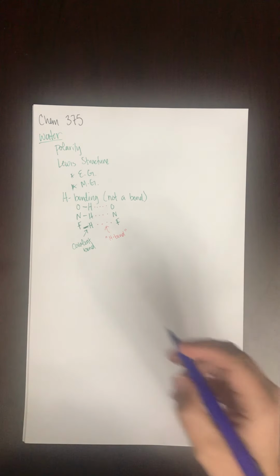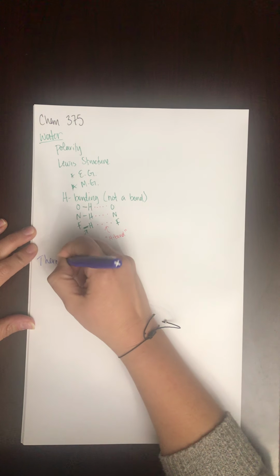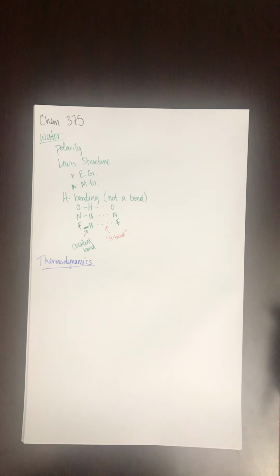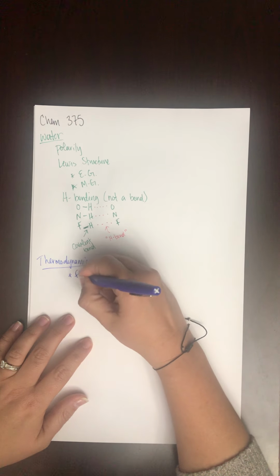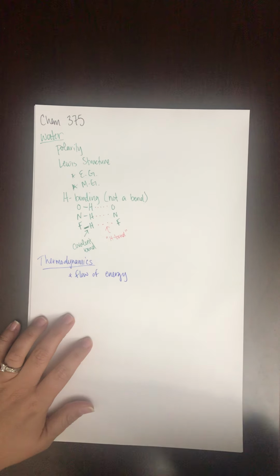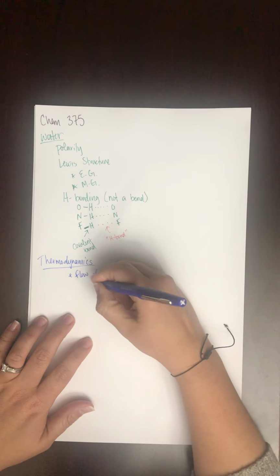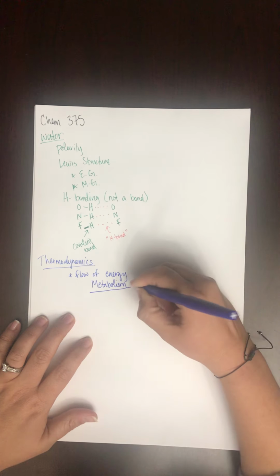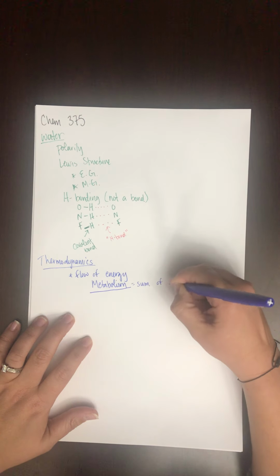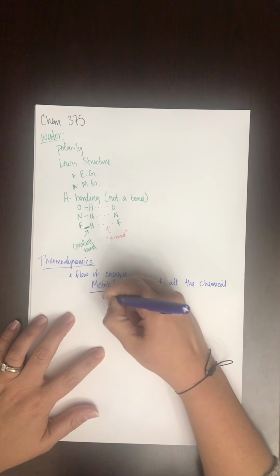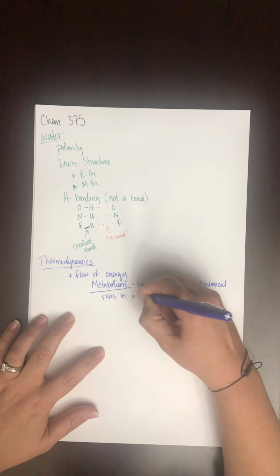Another topic that we'll spend a lot of time talking about is thermodynamics. Thermodynamics in living cells: we mostly will be talking about the flow of energy. And the flow of energy in cells, we'll be looking at all of the chemical reactions in a cell, and this word is called metabolism. Metabolism really represents the sum of all the chemical reactions. For us, that will be in a cell.